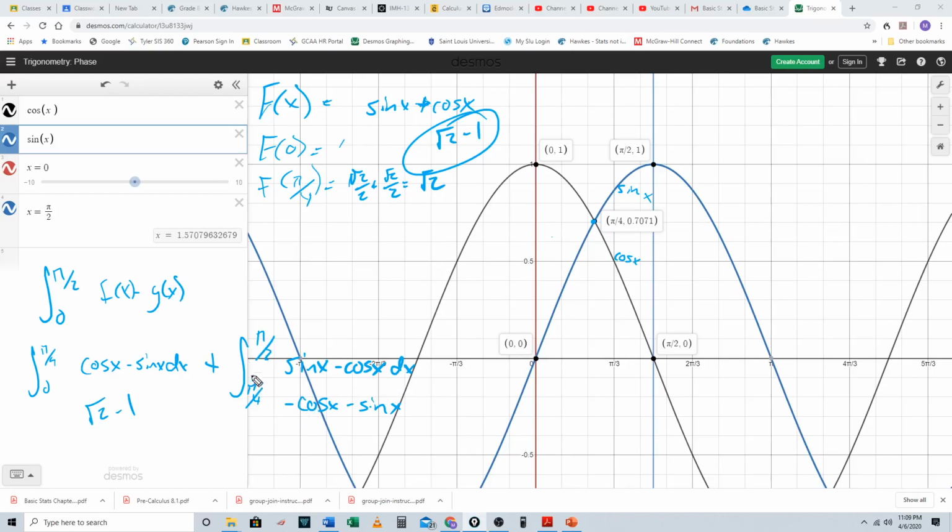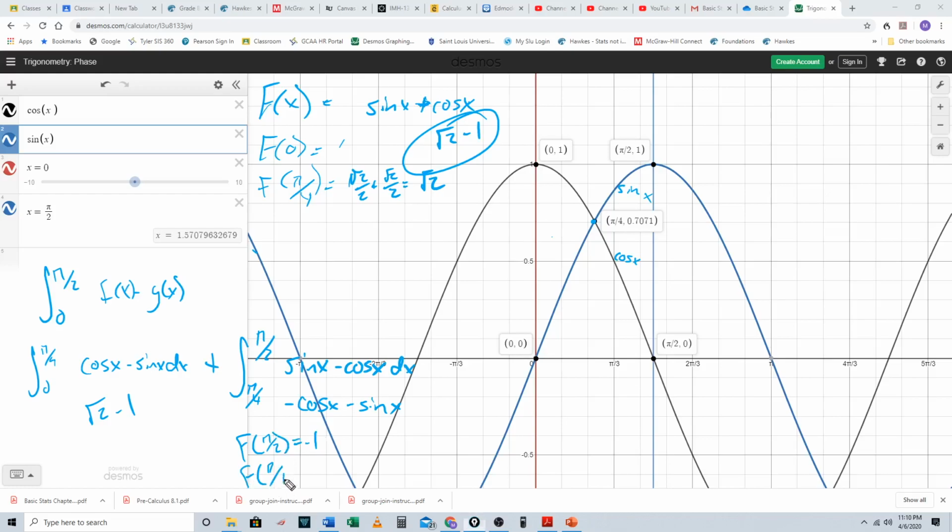And then the other one, from pi over 4 to pi over 2. Oh wait, these are backwards. F of pi over 2 is negative cosine minus 0, that's negative 1.